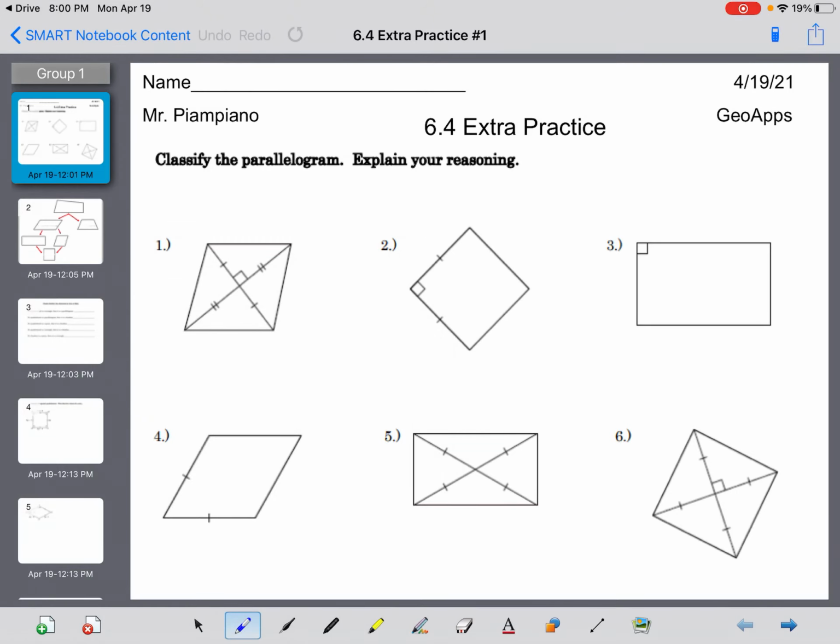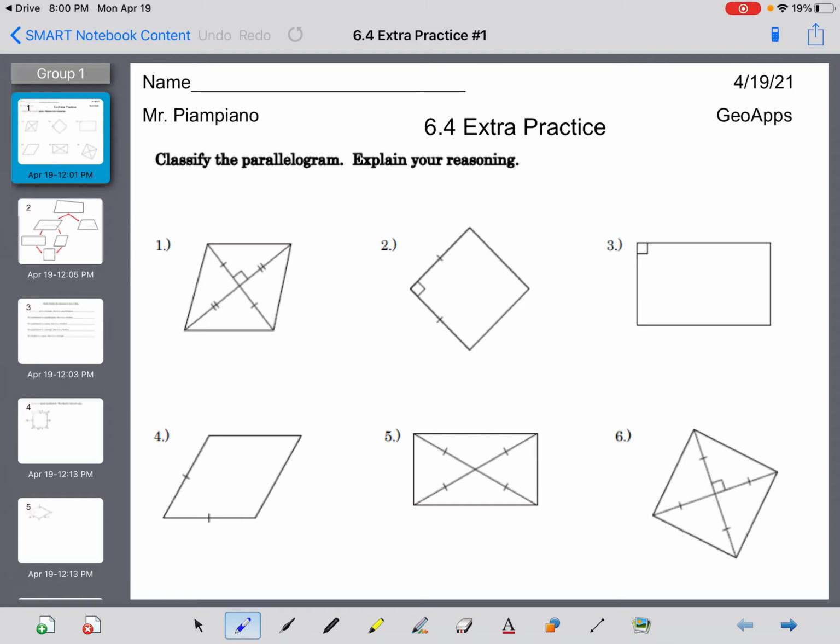All right, everyone, this is your 6.4 extra practice. In the beginning, all they want you to do is classify the parallelogram. Now, it says explain your reasoning. Don't worry about that, okay? What we're going to look at mostly is just naming them using the tools that we learned yesterday.